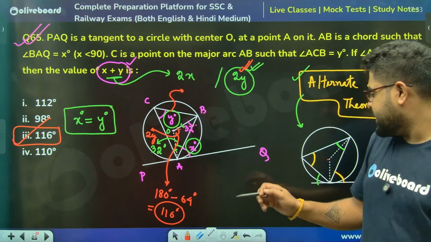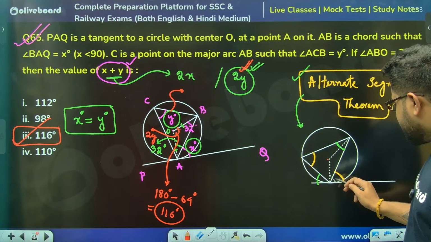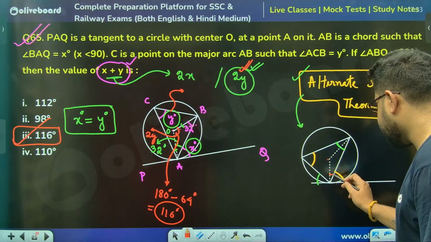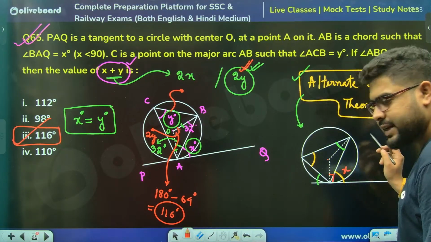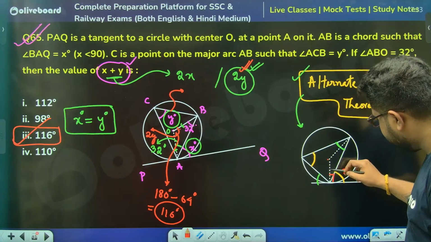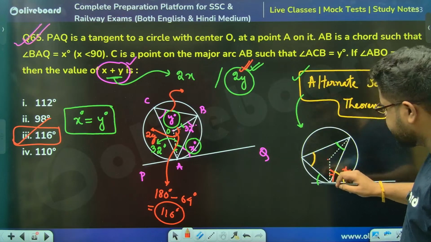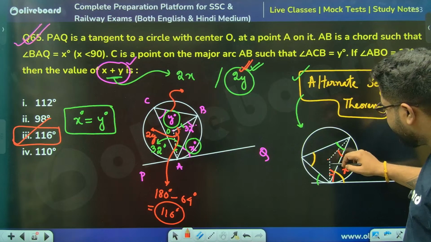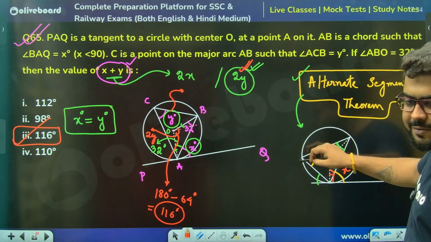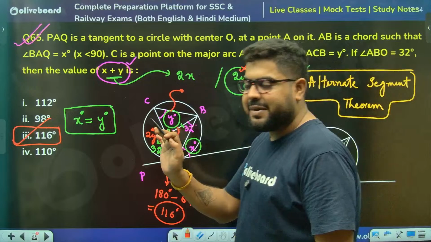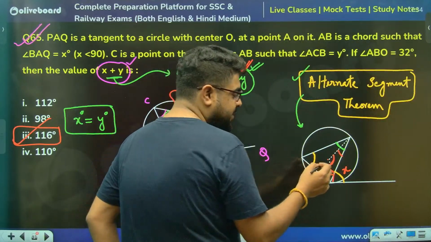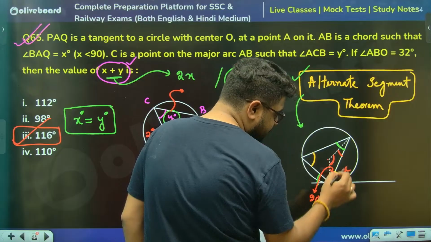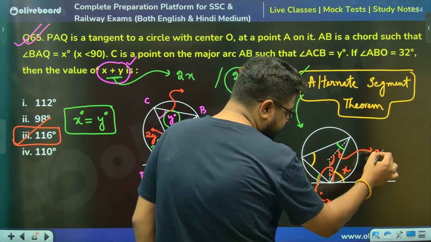Why? Because you see, this is also 90 degrees, we know. So if I say this is x degrees, then from there it will be 90 minus x. Understand? And if this is 90 minus x, this is also 90 minus x. From there you will get this angle. Half of this will be this. You are getting my point, everyone? Okay, let me tell you. This angle will be 90 degrees minus x, so this will also be 90 degrees minus x.